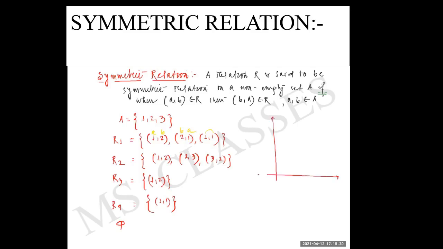Suppose this is a set A. Here you have 1, 2, 3, and here you have 1, 2, 3. Now you know these are the diagonal elements. Now when we take any other element, suppose you have 2, 1, and here you have 1, 2. You have 3, 1, and here you have 1, 3.